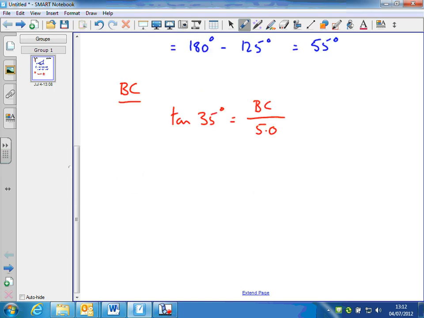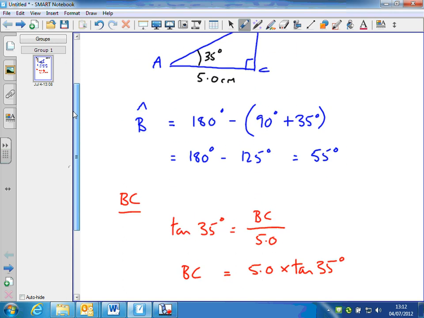So rearranging this little equation for BC and writing that on the left, BC equals 5 times the tangent of 35 degrees. Making sure your calculator is in degrees, we can then work out what that is. And you should get the answer in the text.